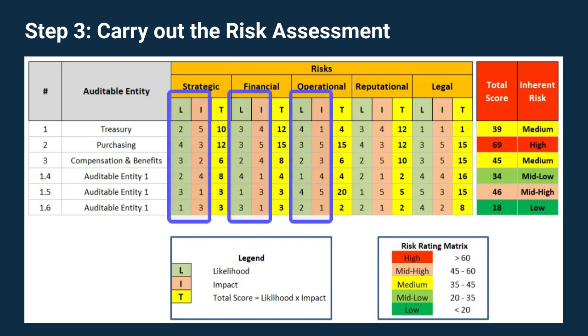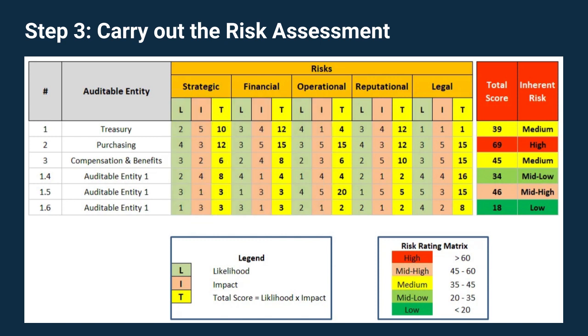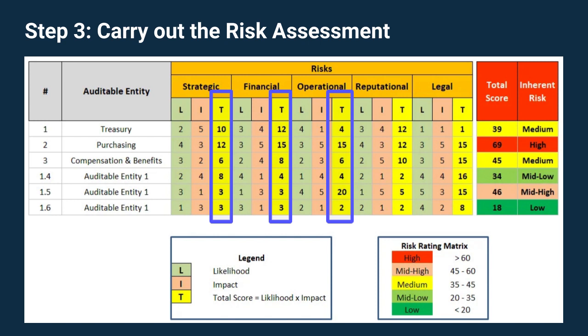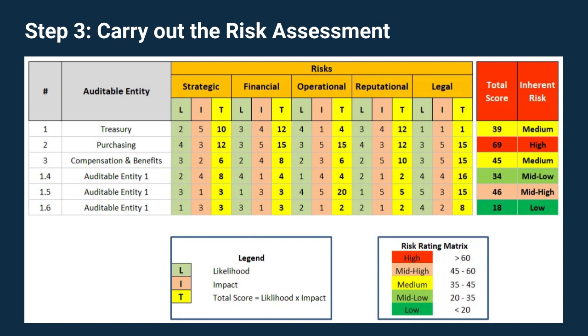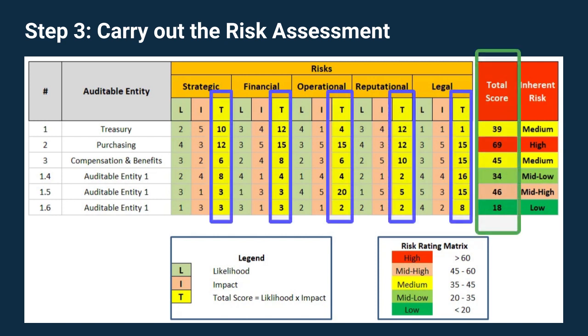Once ready, start entering the likelihood and impact score based on the criteria you established in earlier steps. Put a formula to calculate the total for each risk, which is likelihood score multiplied by impact score. Once completed, add up the total of each score to arrive at the total risk score for the auditable unit.